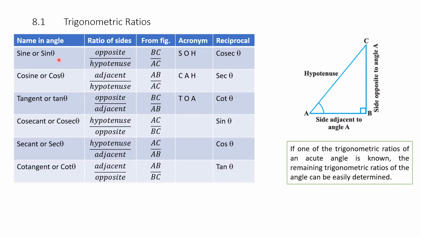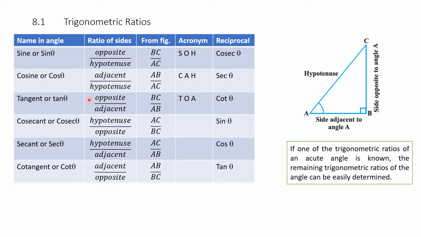After studying sin theta, we will learn about the cos theta. This is called cosine of an angle or cos theta. The ratio of this angle is adjacent side. Suppose angle A is theta, it is adjacent side to the angle theta by hypotenuse. That is AB by AC. The acronym for this cosine angle is CAH. That is cosine of an angle is equal to adjacent side by hypotenuse.